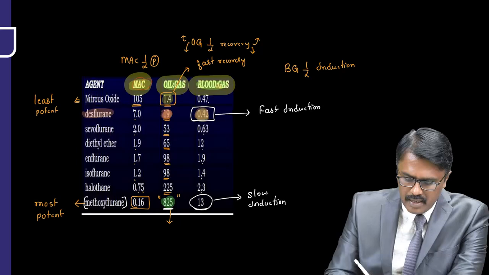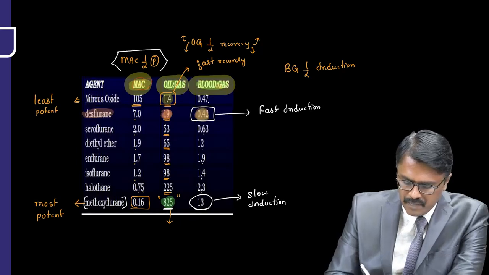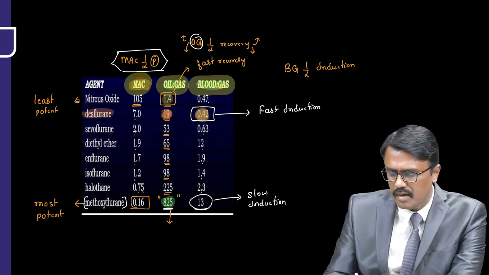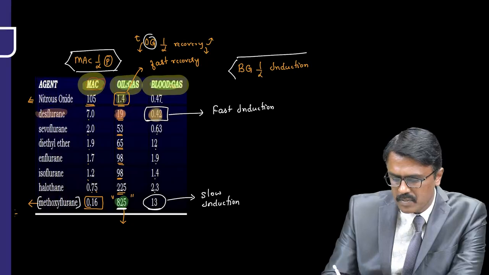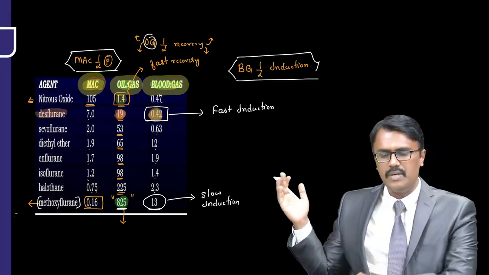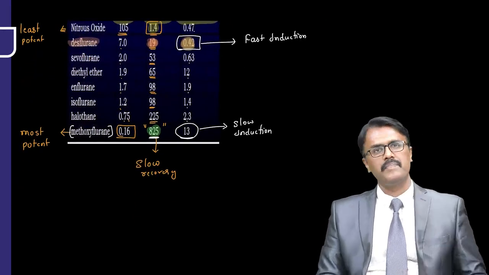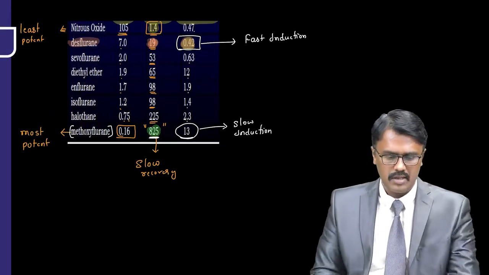Remember, MAC is inversely proportional to potency. Oil gas coefficient is inversely proportional to recovery. And blood gas coefficient is inversely proportional to induction. And we have demonstrated that in the table. So that is the understanding here. Clear? So these are the parameters we need to discuss.